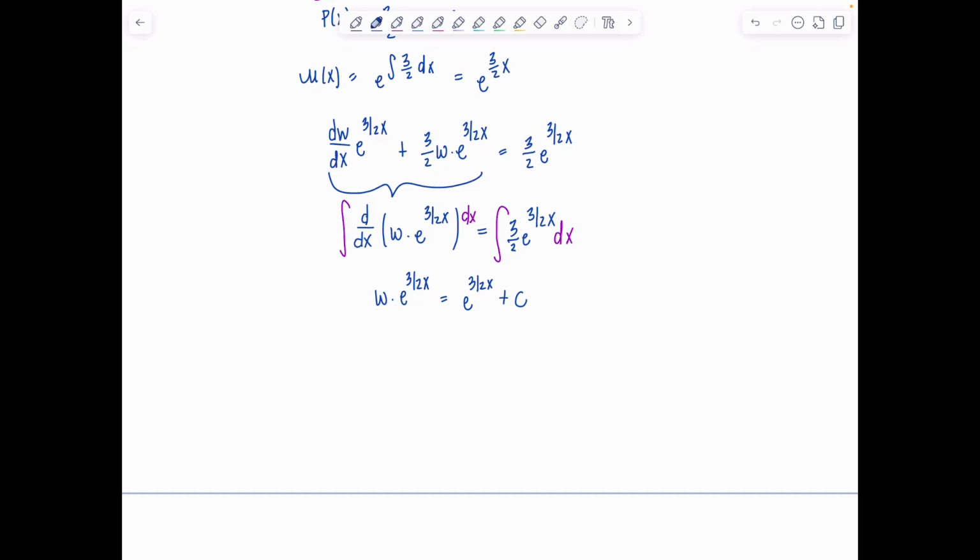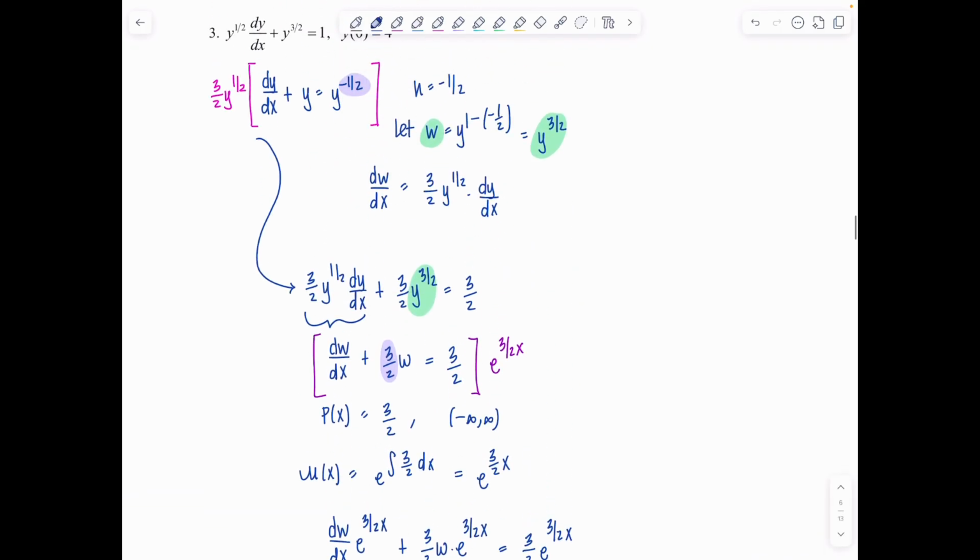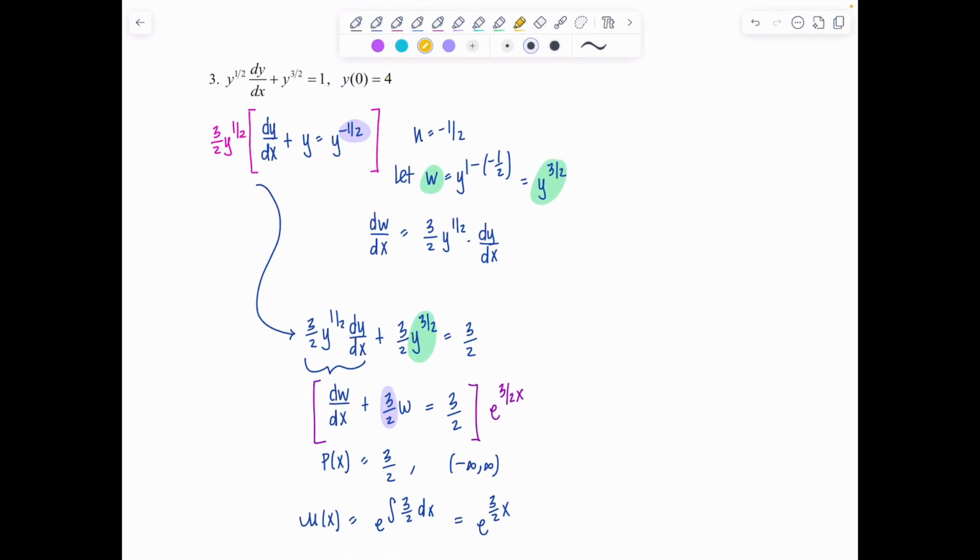Perfect. Okay, so then w by itself would be 1 plus ce to the negative 3/2 x. And then, didn't they give me an initial condition? They sure did. Okay, so let's replace w. W is y to the 3/2. Y to the 3/2 equals 1 plus ce to the negative 3/2 x. And then they told me, where was it? Here. y of 0 equals 4.